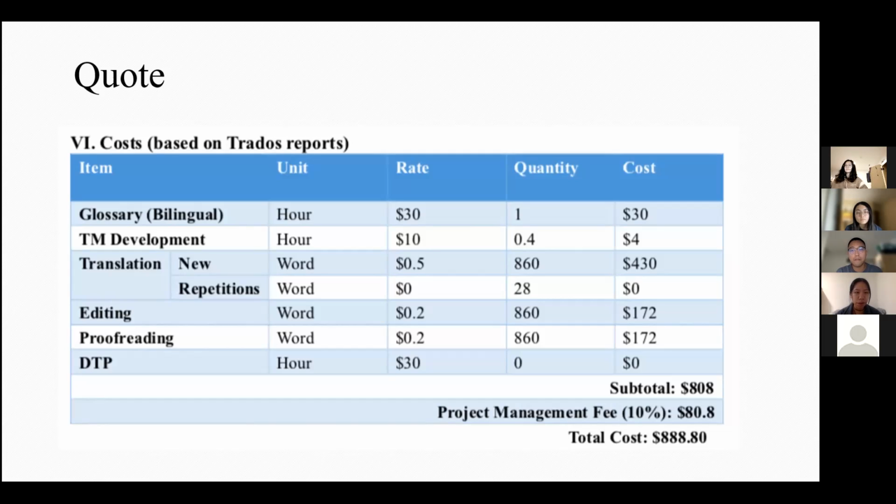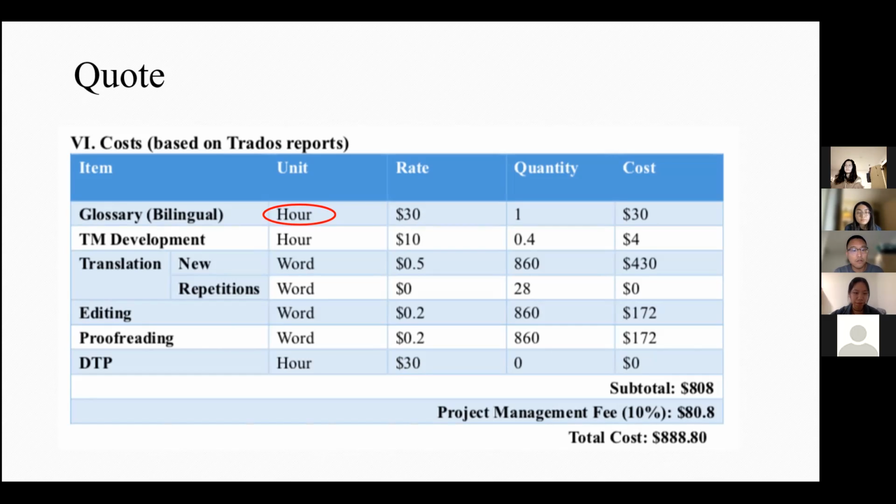For example, when deciding how to charge for glossary building, at first we had trouble deciding whether we should charge by the hour, by the number of words, or by the number of pages. However, by doing research online, we found that most translation companies charge by the hour. So that is how we made our decision. Another thing we learned about a quote is actually a suggestion from our professor, and my groupmate Kai will elaborate on that.